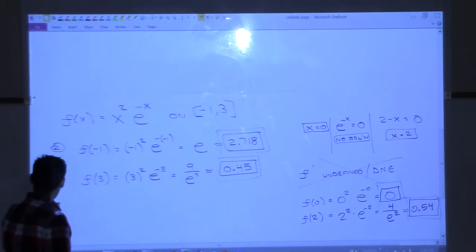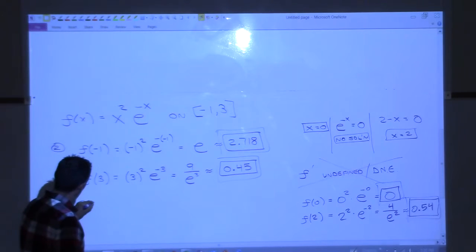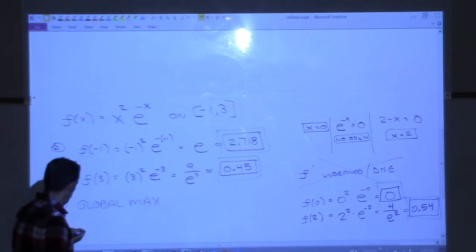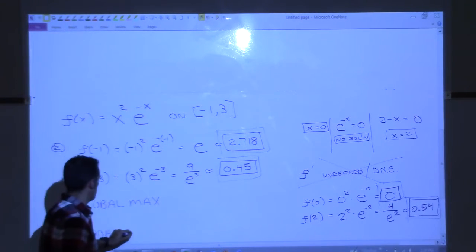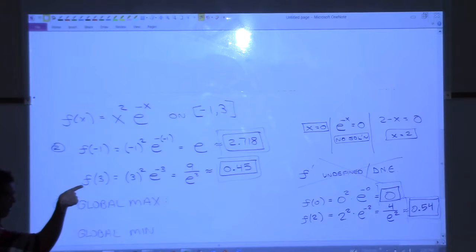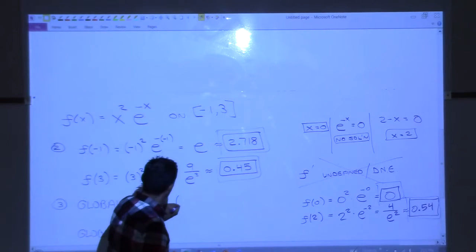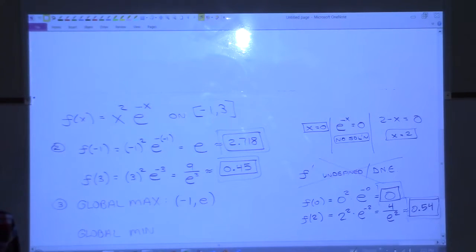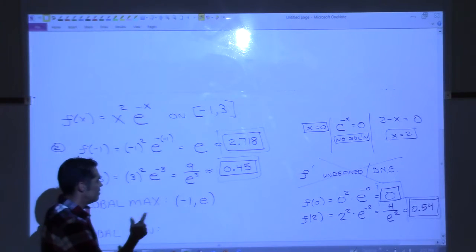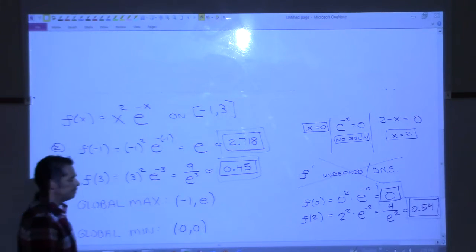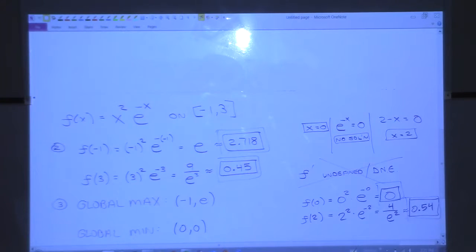So step 3, I guess we'll put our final answer here. The global max and the global min. If I were doing this, I would write -1, e. I wouldn't do the decimal, because that is the exact answer. That is the correct exact value. And then for the minimum, 0, 0. 0 in, 0 out. That comes from that one. Okay?